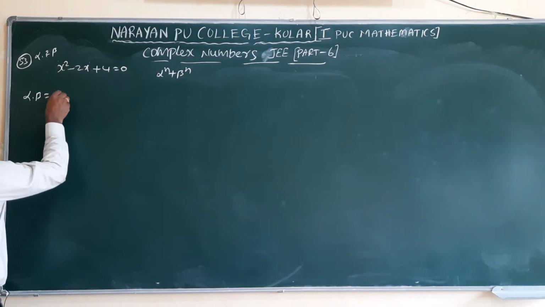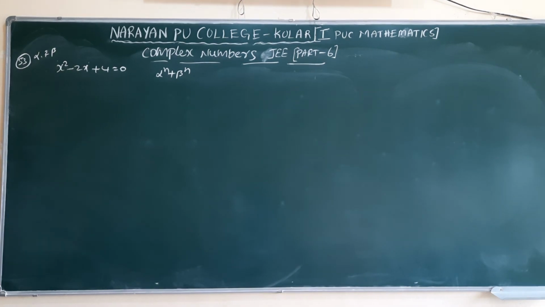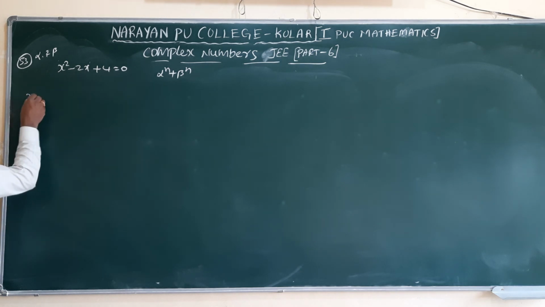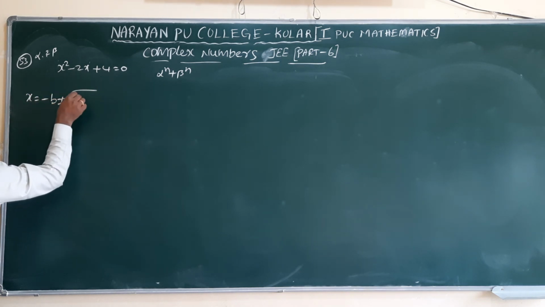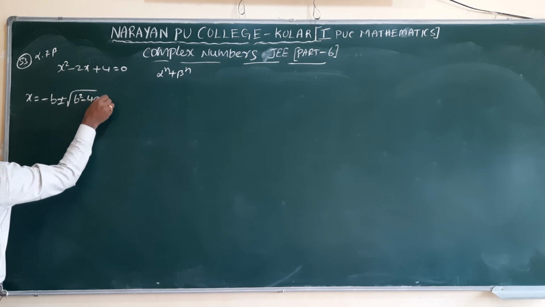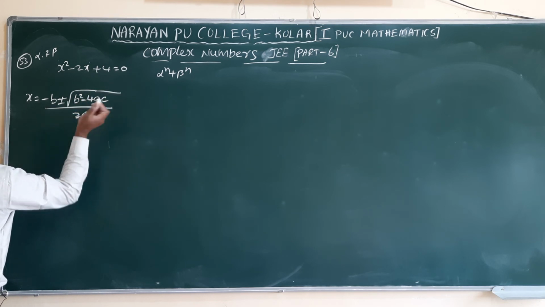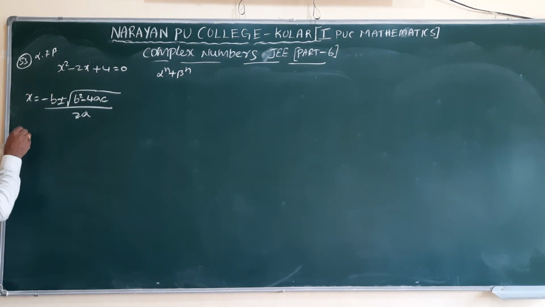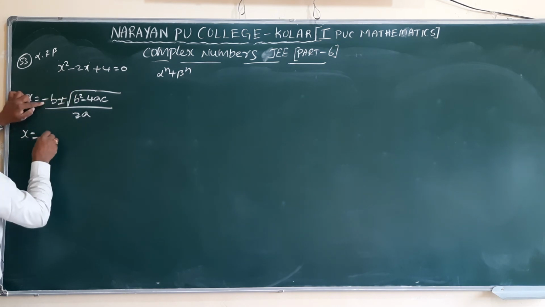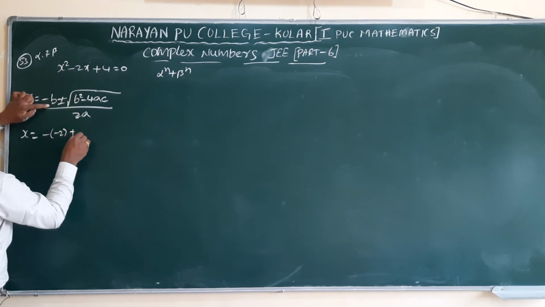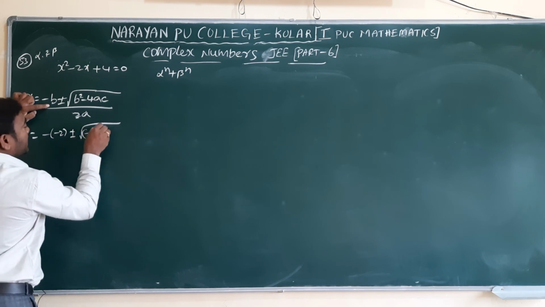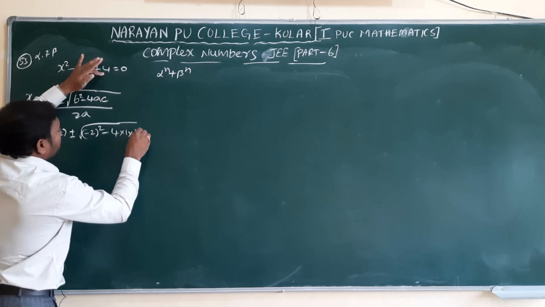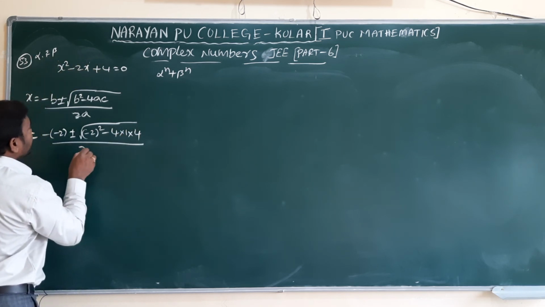First we have to find the roots of this equation. So we know the formula x is equal to minus b plus or minus square root of b square minus 4ac divided by 2a, if a is not equal to 0. It is of the form ax square plus bx plus c is equal to 0. Here x is equal to minus of b value, minus of minus 2, plus or minus square root of minus 2 whole square minus 4 into a value 1 into c value 4, divided by 2 into 1.